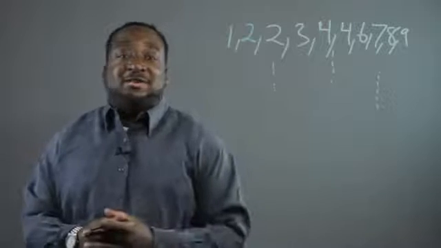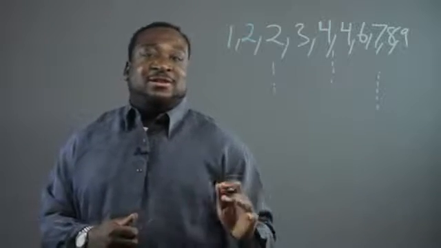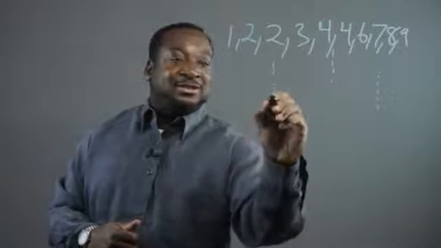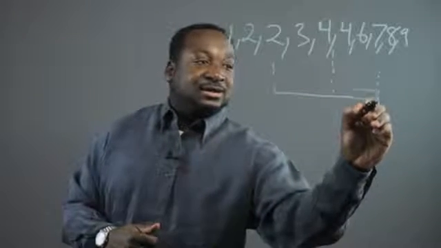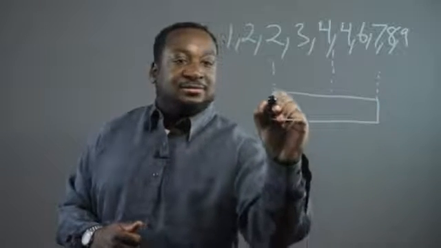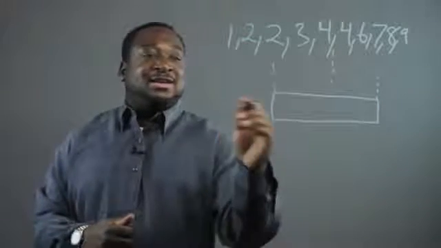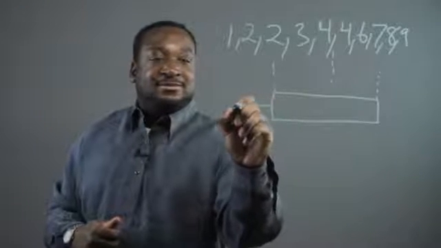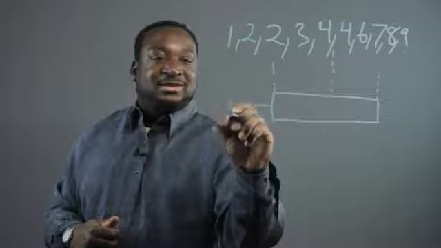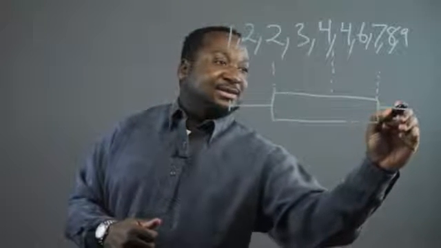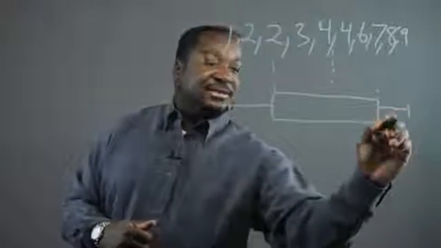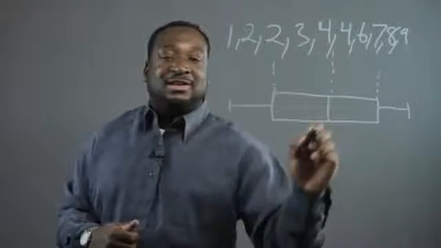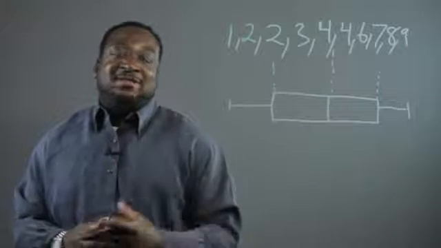Okay, now that you have the numbers broken in half, you want to make a box from the two center points. And then make a line to your two endpoints. Make a line here. And then you have your line in the center. Boom, and there you have it, a box and whiskers plot.